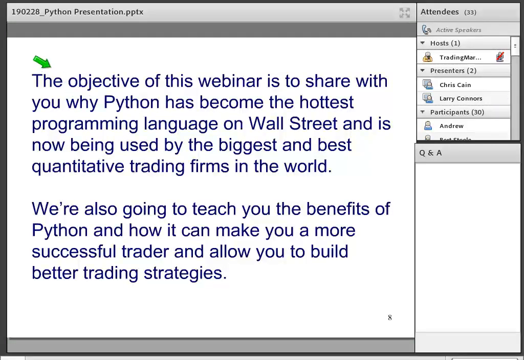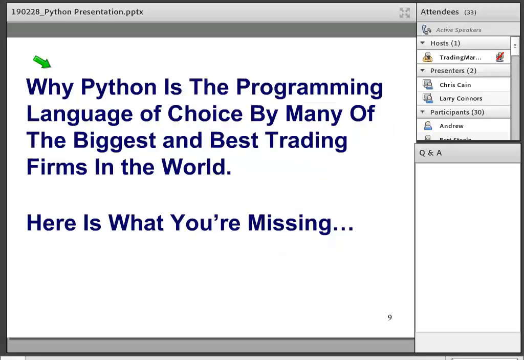All right, so the objective of the webinar is to share with you why Python has become the hottest programming language on Wall Street. It's now being used by the biggest and the best quantitative trading firms in the world. We're also going to teach you the benefits of Python and how it can make you a more successful trader and allow you to build better trading strategies.